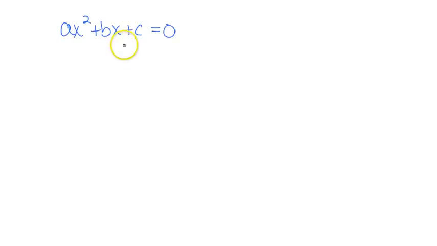And if I'm going to be completing the square, I know the first thing I'm going to do is take that c value and I'm going to move it over to the other side. So I've got ax squared plus bx is equal to negative c.